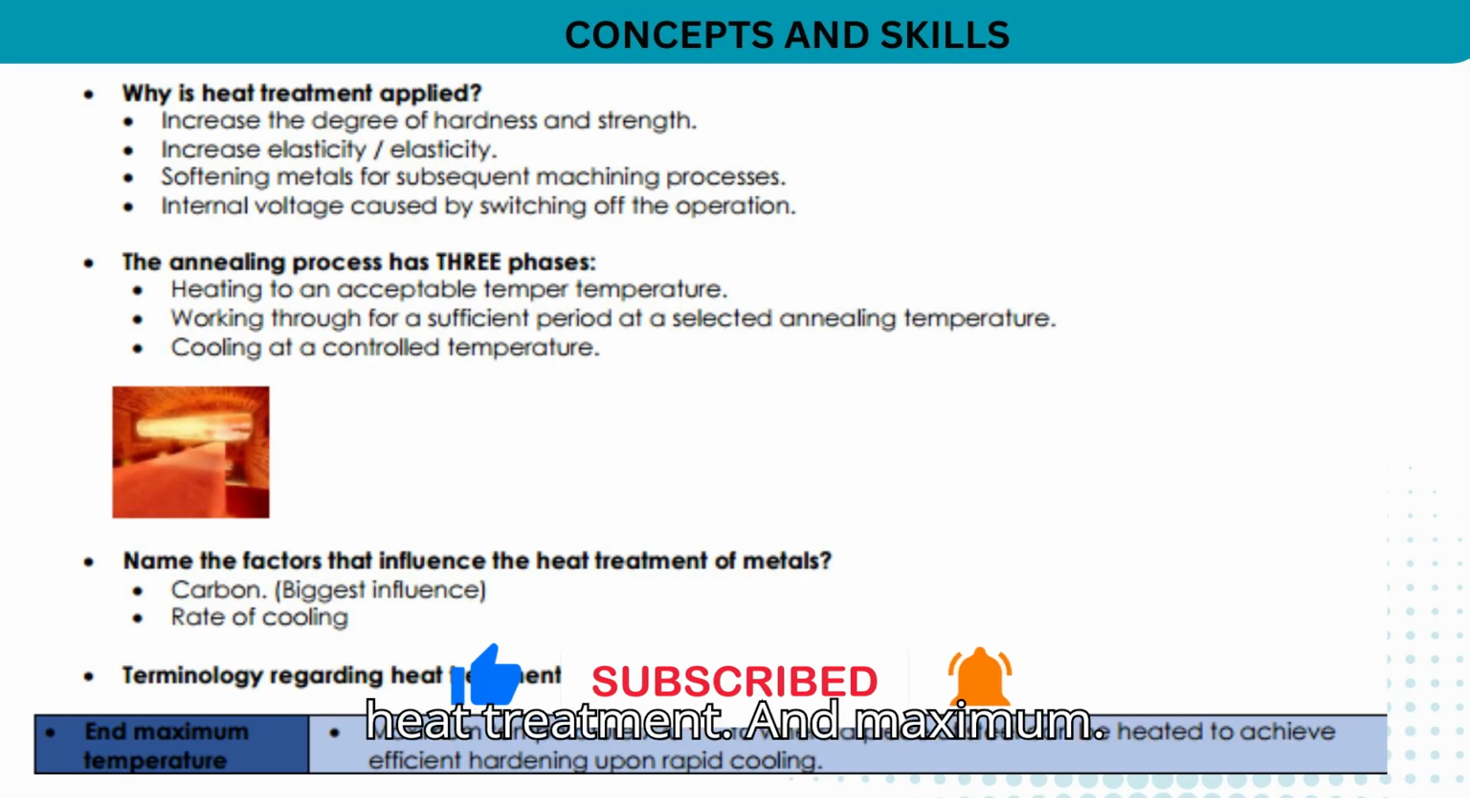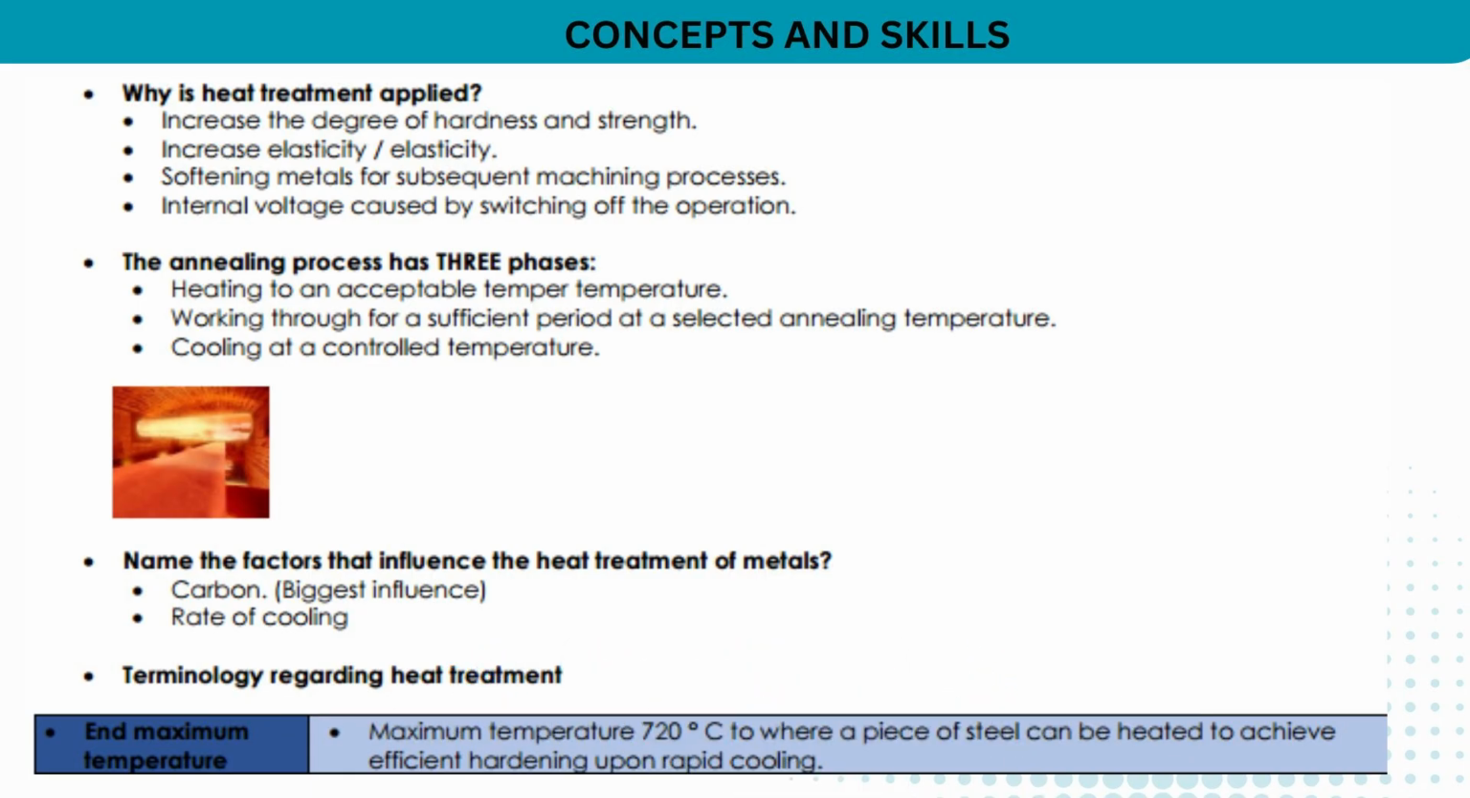Terminology regarding heat treatment. Temperature. Maximum temperature 720 degrees Celsius to where a piece of steel can be heated to achieve efficient hardening upon rapid cooling.